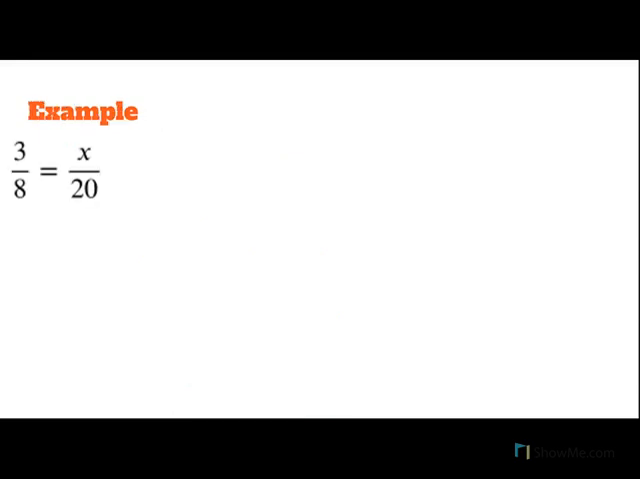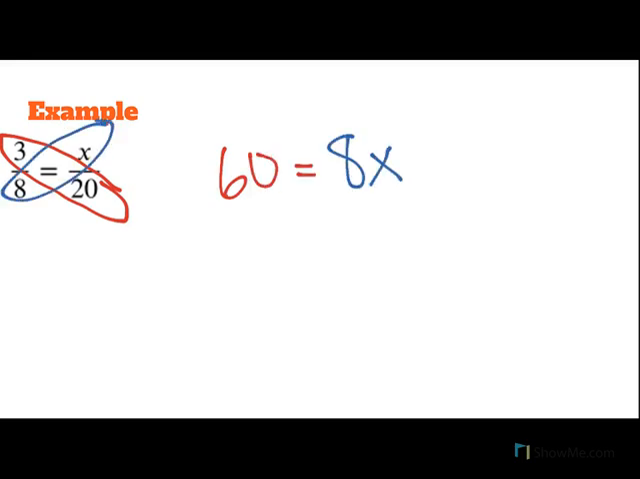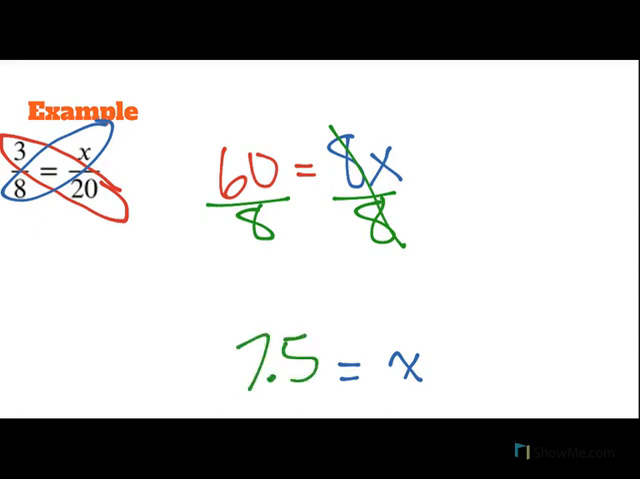Let's look at another example together. So here, if I want to figure out what x is, that's my goal, and mental math doesn't work real well. I can do my cross product. So if I take 3 times 20, I get 60. And then my next cross product would be 8 times x, which is 8x. And now our rule to solve for x, guys, is we can divide both sides by this 8. And that's going to give me x by itself. So 60 divided by 8 would give me 7.5 for my answer.